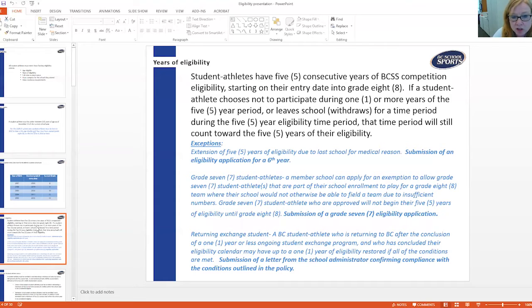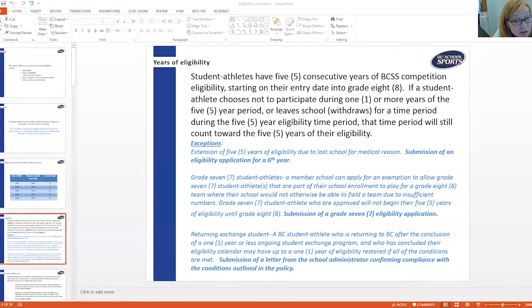There are a few exceptions to this rule. First off, a student gets 5 years of consecutive BCSS competition eligibility starting at their entry date into grade 8. If a student chooses not to participate during 1 or more of those years or leaves school for a time period, that 5 years of eligibility continues. It still counts towards their 5 years. The only extension to the 5 years is a 6th year of eligibility, related to loss of school for a medical reason. You would have to submit an eligibility application for a 6th year under those conditions.